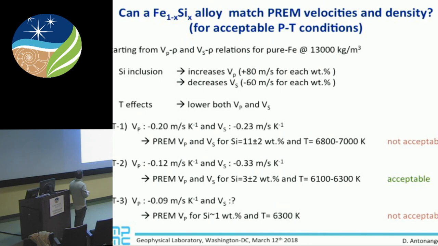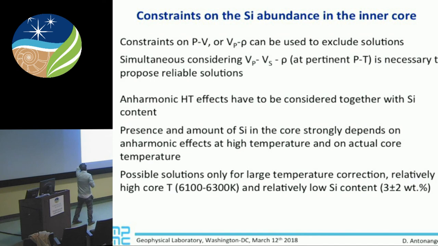But we know that experiments that exist suggest a thermal effect smaller than calculations. And if we try to use the thermal effect as measured by inelastic scattering with laser heating, we only have an estimation for VP, which suggests that VP and rho are obtained for an alloy with about 1 weight percent of silicon and 6300 Kelvin. However, we don't have an effect on VS. If we use any of these corrections for VS, or even if we scale this correction by the same amount as for VP, we never end up with a solution simultaneously matching VP, VS, and rho.